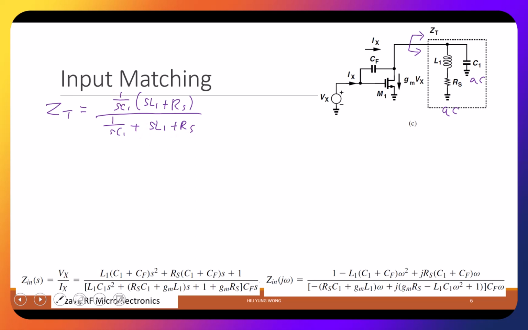1 over SC1 is the impedance going into this branch. Agree? It's just a capacitor. SL1 plus RS is the impedance going into this branch. So the total impedance of this resonator tank, we call it the tank, is this one times this one divided by this one plus this one. R1 times R2 divided by R1 plus R2. Parallel impedance.